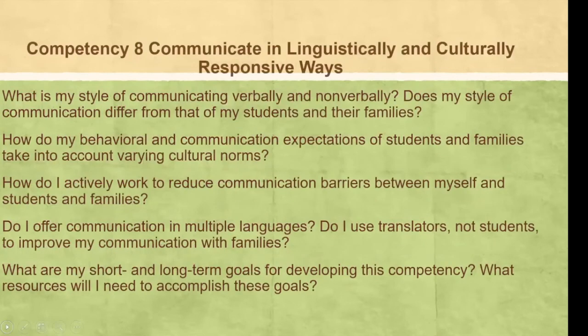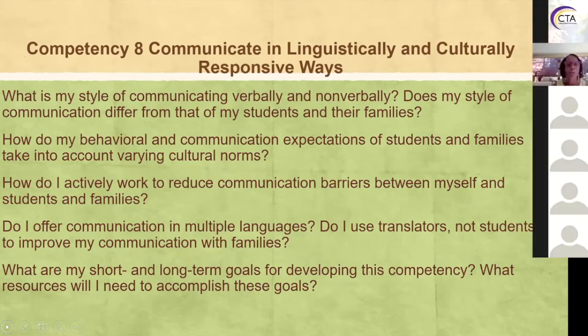And then 8, communicating in linguistically and culturally responsive ways. What is my style of communicating verbally and non-verbally? Does my style of communication differ from that of my students and their families? How do my behavior and communication expectations of students and families take into account varying cultural norms? How do I actively work to reduce communication barriers between myself and students and families? Do I offer communication in multiple languages? Do I use translators, not students, to improve communication with my families? So this is just questions to reflect on.